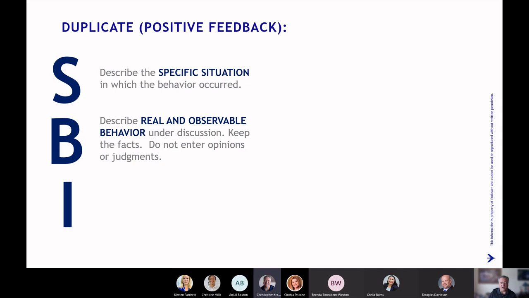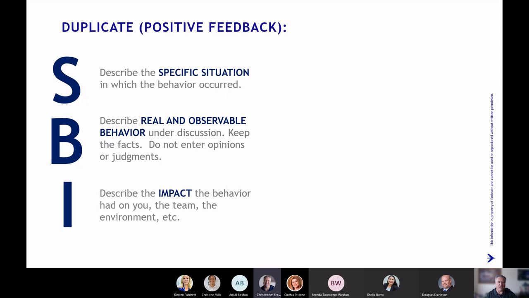You don't want to enter your opinions or your judgments, because once you go down that rabbit hole, you lose the feedback and you end up talking more about criticism. So make sure that you're keeping to the facts, that it's real and observable behavior. And the I is impact. What's the impact that person's behavior had on you, on the team, on the environment, on your family, whatever it may be? So let me give you an example.